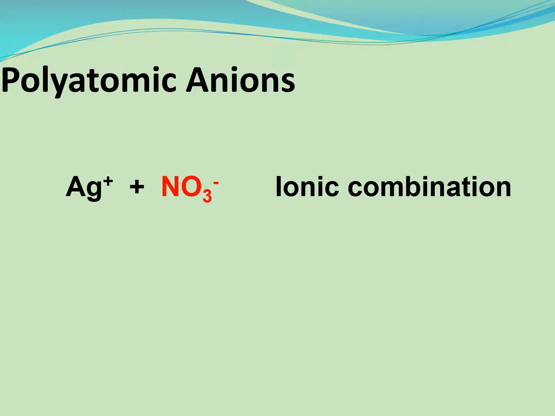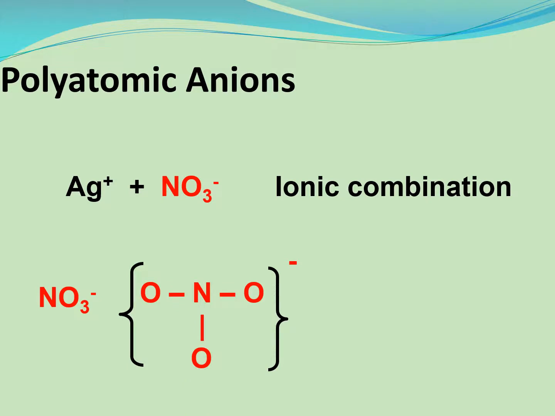So if I look at this ionic combination, I look at the nitrate as consisting of a nitrogen surrounded by the three oxygens, and then that negative sign is distributed around the whole system. You really don't have to think too much about the structure of the nitrate anion, but just remember that NO3 minus stays together as a unit and it contains that negative charge.